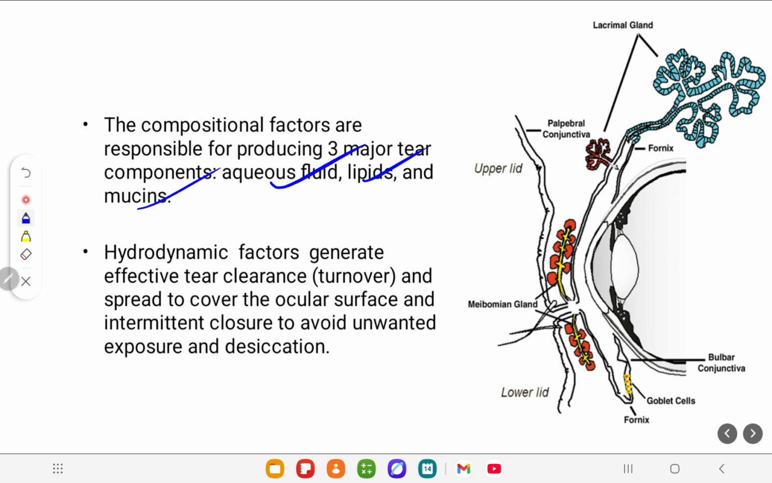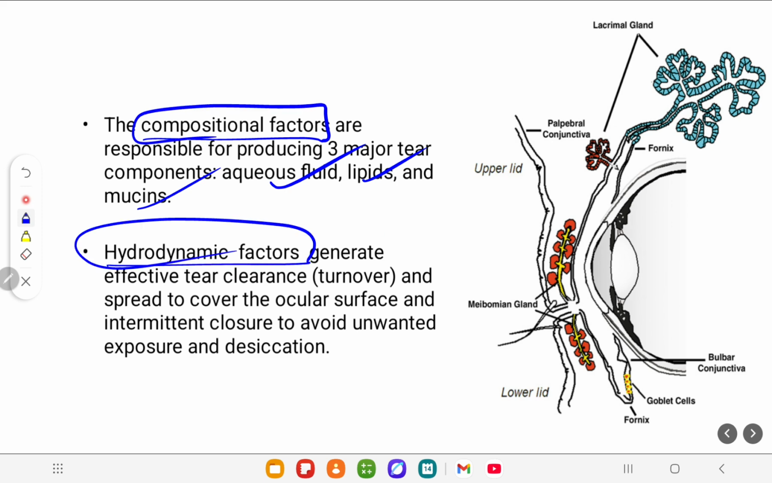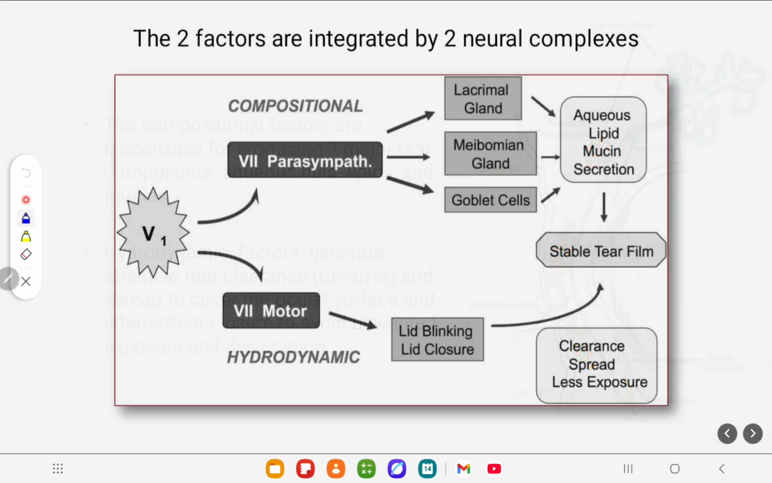So what are the two factors? One is the compositional factor, another is the hydrodynamic factor. The hydrodynamic factor means the turnover, isn't it? It generates effective tear clearance, turnover, and the spread to cover the ocular surface, and timely closure to avoid unwanted exposure and desiccation. One is the compositional factor, another is the hydrodynamic factor.